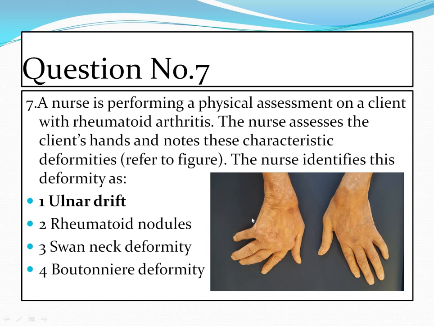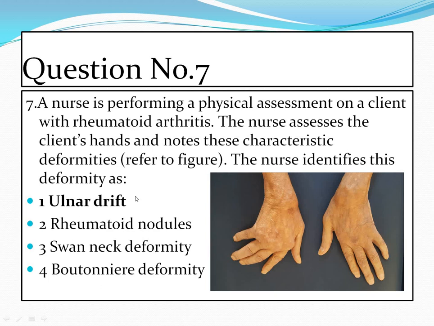Refer to the figure. You can see the figure. The nurse identifies this deformity as ulnar drift, rheumatoid nodules, swan neck deformity, and Boutonniere deformity. These are the 4 options. Look at the figure. You can see what that deformity is. It's a case of what? It's a case of rheumatoid arthritis.